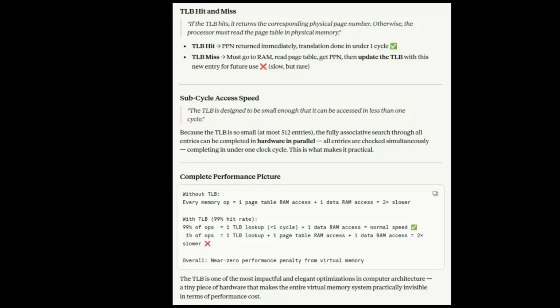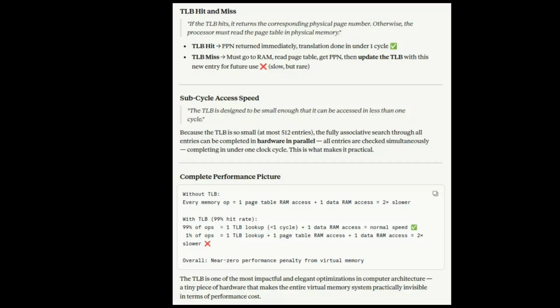Now we can talk about TLB hit and TLB miss. The PPN is returned immediately if it is a TLB hit, so translation can be done in under 1 cycle. A TLB miss means it has to go to RAM, read the page table and get the PPN. Then we have to update the TLB with this new entry for future use. It is slow, but it is rare, because 99% of the time you are going to get a TLB hit.